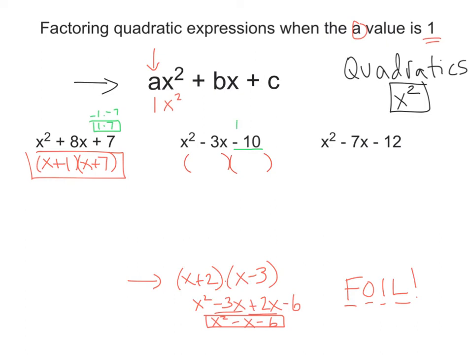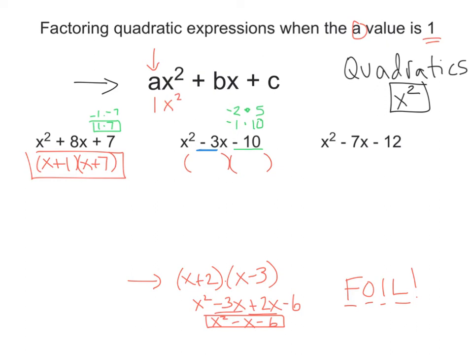Well, I know 1 times 10 is 10. But one of those two has to be negative in order for it to be -10. I'm just going to put it in the front for now. I also know that 2 times 5 is 10. Okay, but again, one of them has to be negative to give us -10. Now our job is to think about which of those two factor pairs adds up to this -3 right here.